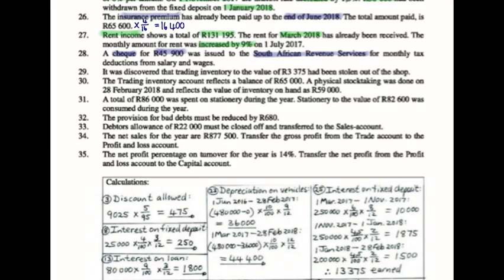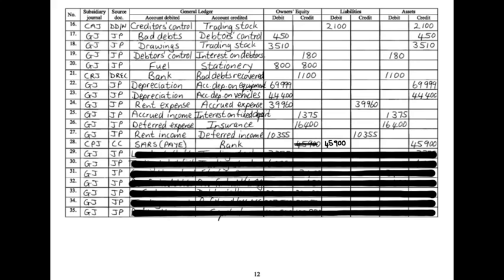Number 29, it was discovered that trading stock to the value of 3,375 had been stolen out of the shop. So when something is stolen, I take it to an account called loss due to theft, and that's an expense account. So therefore my expense account, loss due to theft, is debited, causing my owner's equity to be debited with 3,375. The stock then also needs to be taken out of trading stock, which is an asset that I'm decreasing with 3,375 Rand.